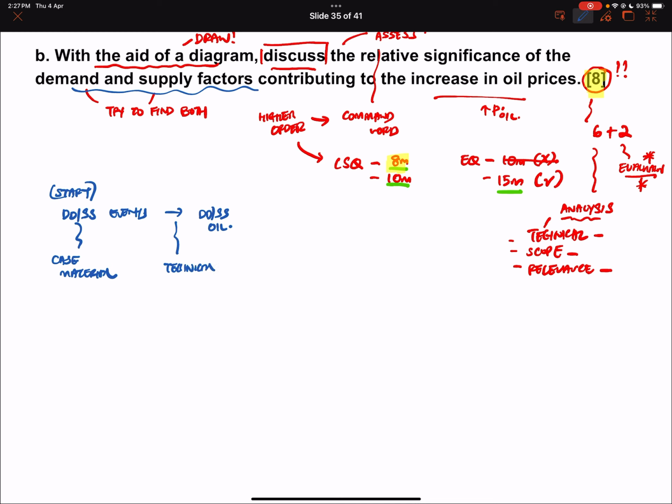I mentioned all this before already. We're just revising technical terms. Then they ask you to use a diagram. So fine, you draw a diagram. And then finally, you do the adjustment process.